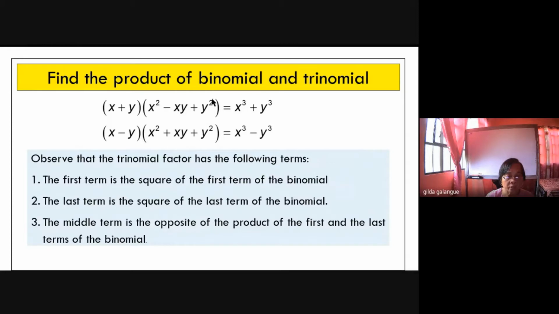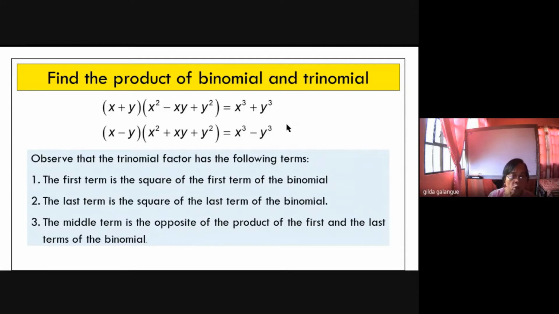If we have this number, we just multiply the first term by the first term and the last term by the last term. That is x cubed plus y cubed. If we have x minus y, then x times x, that is x squared. Multiply the two, but do not forget to change the sign. Then negative y times negative y is y squared. Then multiply the first term by the first term, that is x cubed. And we multiply the last term by the last term, that is y cubed.